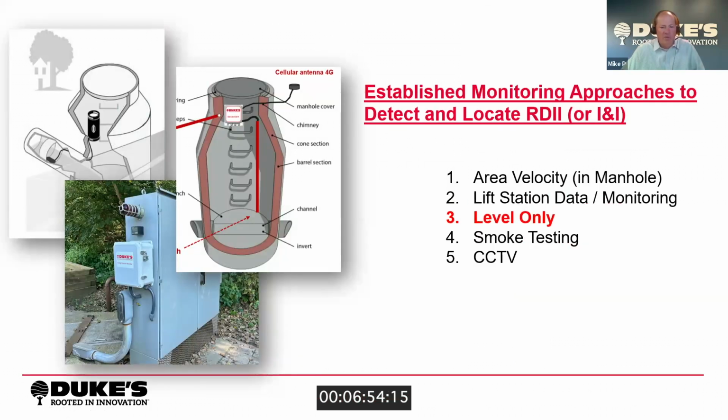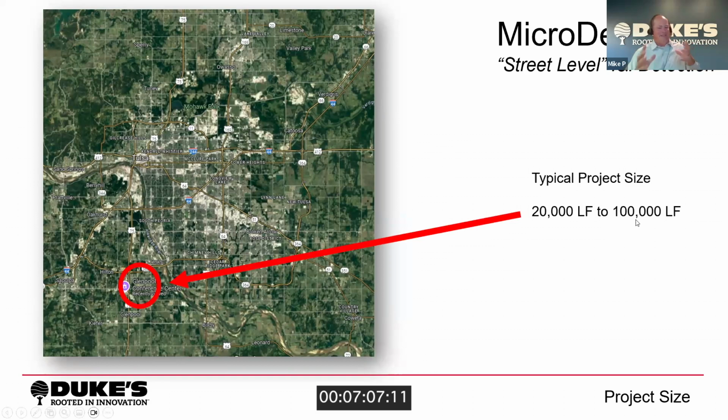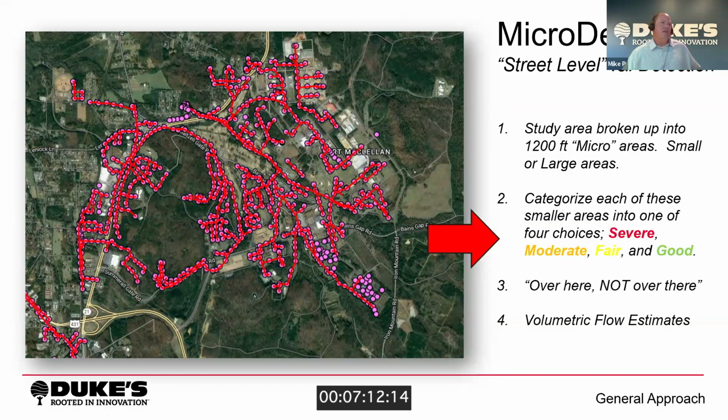So we'll talk a little bit about level only measurement. What we offer at Dukes here is we call it micro detection, and we call it street level I&I detection because it's very dense. To note the project size, that's kind of been the center part of the bell curve from what we've done in the past. The study area when we do micro detection is broken up into micro areas. The general idea for micro detection for us, categorize each of the smaller 1,200-foot sections: severe, moderate, fair, and good. It's a quick snapshot, just to, is it over here or is it over there?